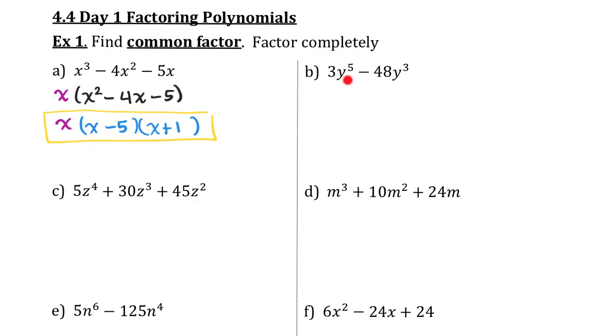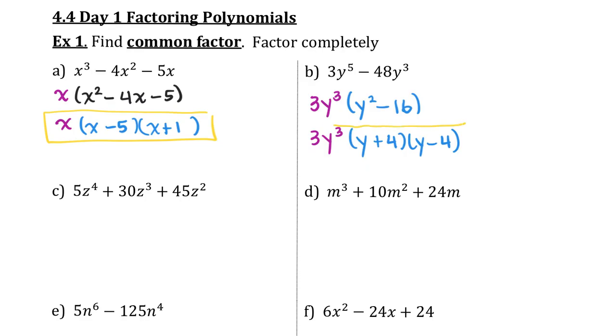Now let's look at B. 3 and 48. Can I divide? I can take out a 3 for sure. It's y to the 5th and y to the 3rd, so I can take out y to the 3rd without going over. Okay, if I take out 3y to the 3rd, what am I left with? Y to the 2nd, 3 times 16. Okay, and then again, if I can factor the part in parentheses, I'm going to. It's a difference of squares. So it's y plus 4 and y minus 4. Okay, and then I factored this completely as far as I can.